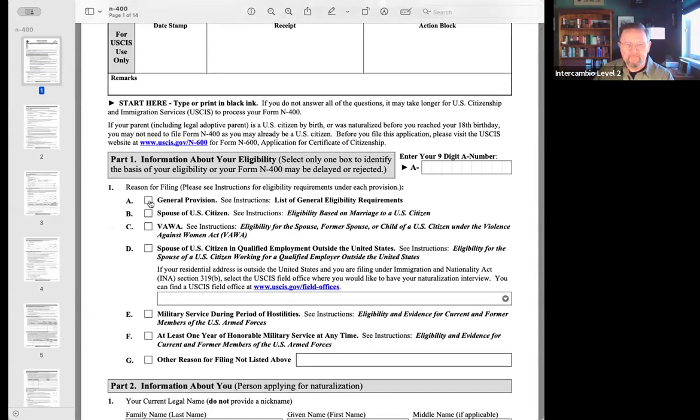And that would be A, you check. You only have to check one of these. But if you're the spouse of a US citizen, if you've been married for 3 years, this is where you would check here.